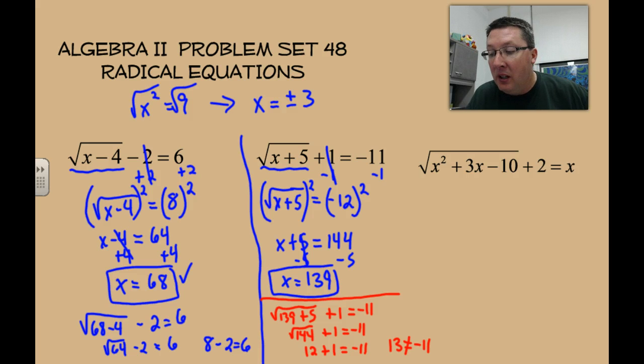So that tells me 139 is not a valid answer. So I need to throw it out. So on this problem, we simply have no solution. There's no real number solution. Now you can write out no solution, or you can use this little symbol with the slash through it. That means empty set, or the null set, or no solution.